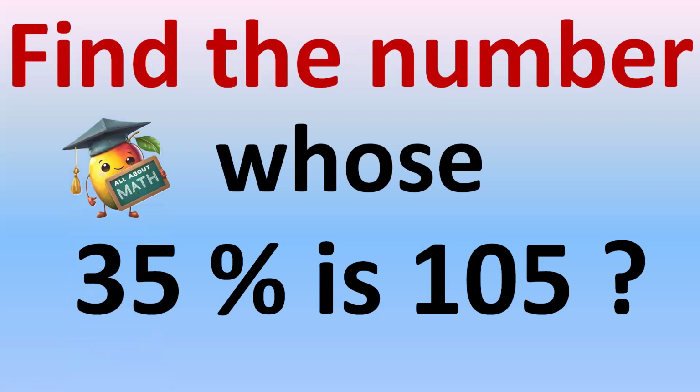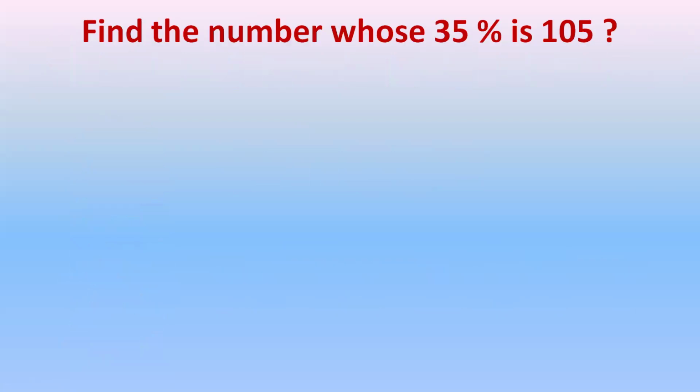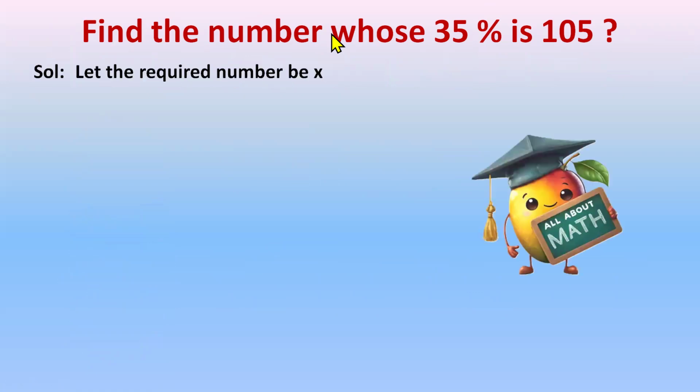Find the number whose 35% is 105. Let's take that number to be x. So let the required number be x, and 35% of that number is 105. It means 35% of x is equal to 105.